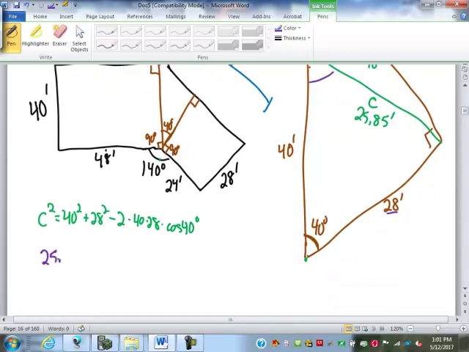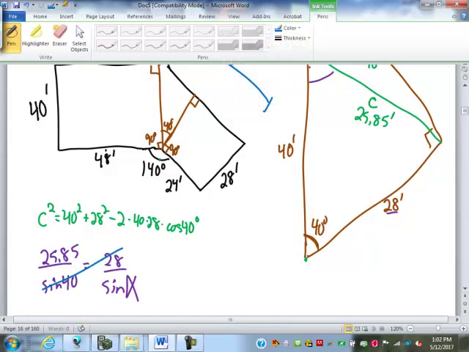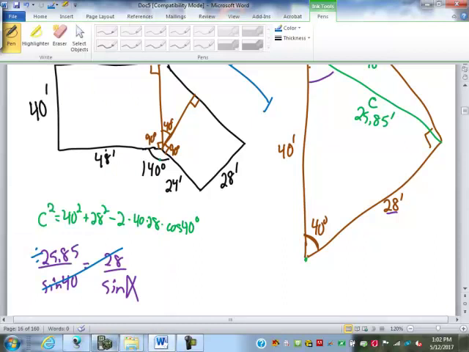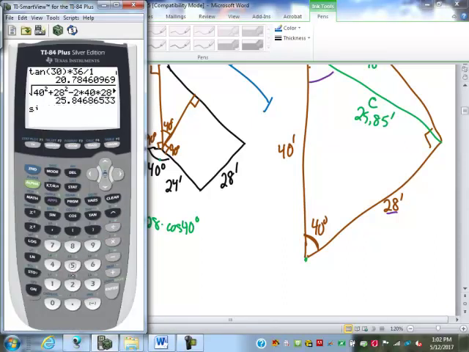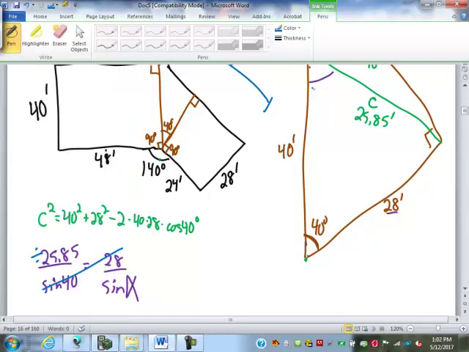I've got 25.85 over the sine of 40 is going to equal 28 over the sine of whatever that angle there is. I'm just going to call it angle scribble for now. And I'm going to cross multiply, divide, and I'm going to inverse sine it, right? Because I know I'm going to have to inverse sine when I look for an angle. So sine of 40 times 28 divided by 25.85. I get that sine. I'm going to inverse sine to get the angle. This angle over here is 44.13 degrees. Does that look good?